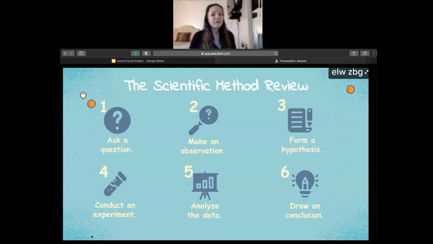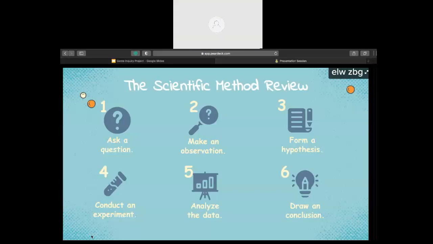Our second step of the scientific method is to make an observation, okay? And our third step, remember, this is a review, so we should already know all of these, is to form a hypothesis. After we make an observation, we form a hypothesis.